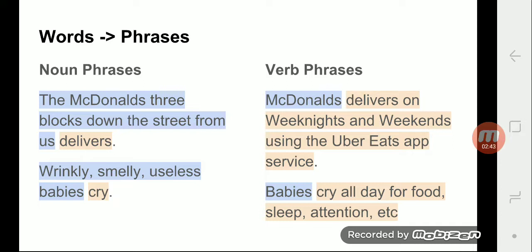And you could go the other way, keep the short subject, but extend the verb phrase. And a verb phrase can go on forever. McDonald's delivers on weekends and weeknights using the Uber Eats app service. I don't know if that's true. Babies cry all day for food, sleep, attention, etc. I don't really have anything against babies. I just couldn't think of anything to write for the example.